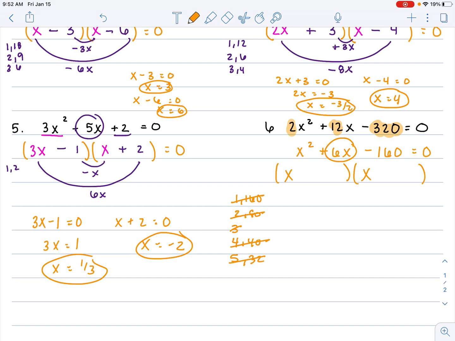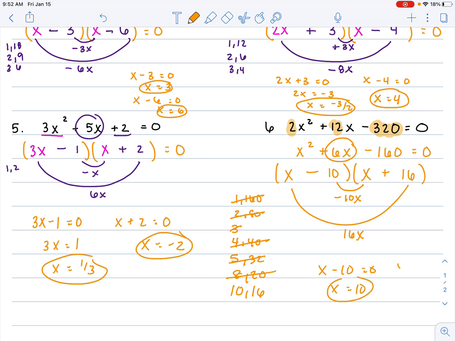We're going to do 160 divided by 6 to see what we get. Nope. We can try 7. Nope. 8 and 20. 9 doesn't go into it. And let's try 10 and 16. So I think 10 and 16 are a combination here. So 10 times x is 10x. X times 16 is 16x. And if I want it to be positive 6x, I'm going to have to subtract that 10x. So it's going to be negative and positive. We're going to say x minus 10 equals 0, so x equals 10. And x plus 16 equals 0.